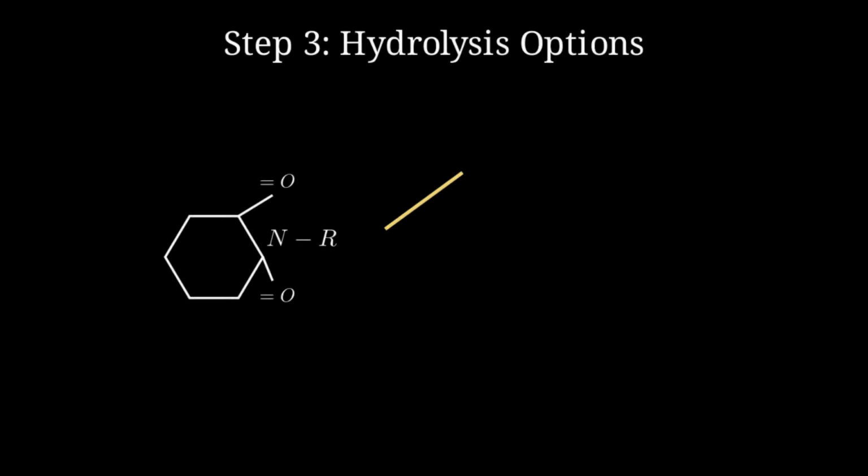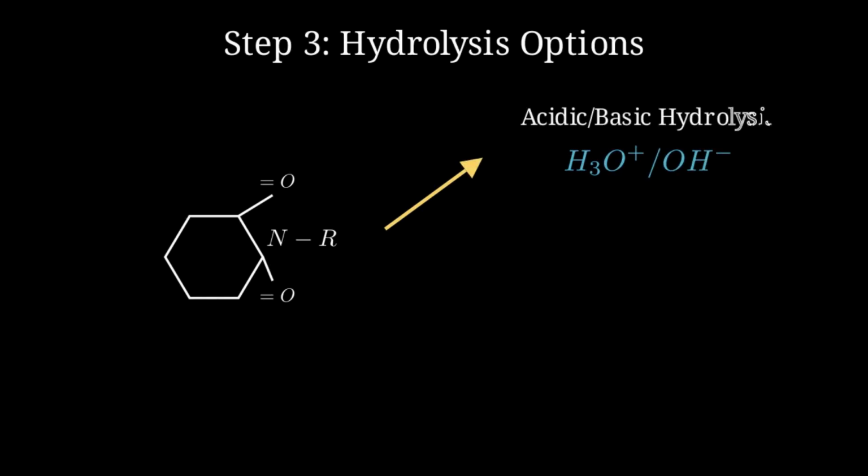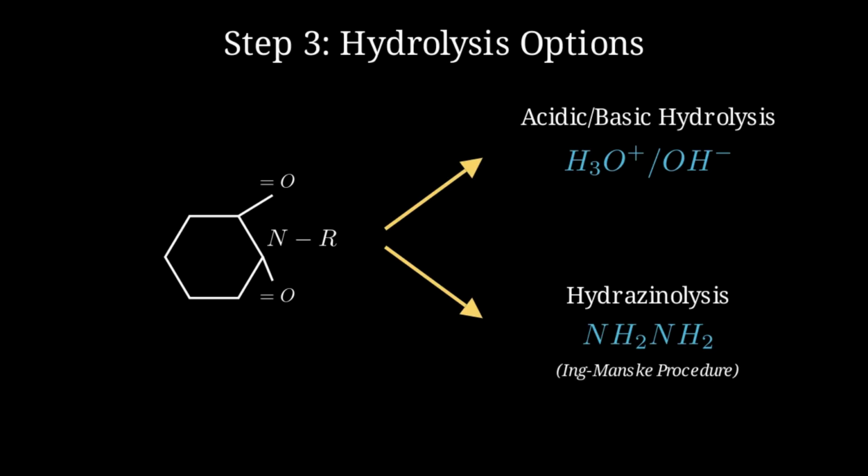To release the free primary amine, the N-alkyl phthalimide must be cleaved. This can be done through harsh acidic or basic hydrolysis, but a milder and more efficient method often involves using hydrazine in a process known as the Ing-Manske procedure.